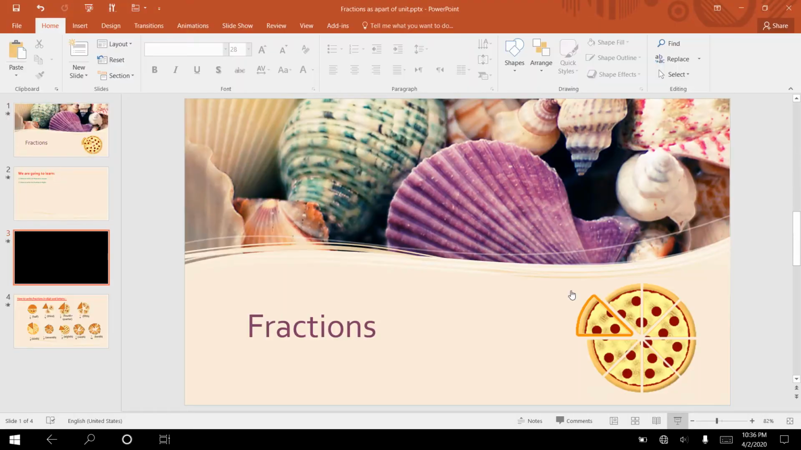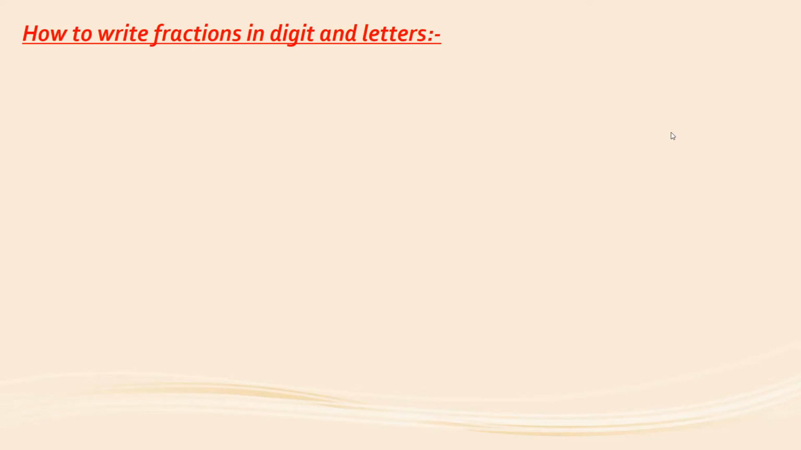Now let's learn how can I write a fraction in digits and letters. Let's say I have two parts and I take one out of the two parts. How can I write it in digit? I can say 1 out of 2, or in letters is called half.